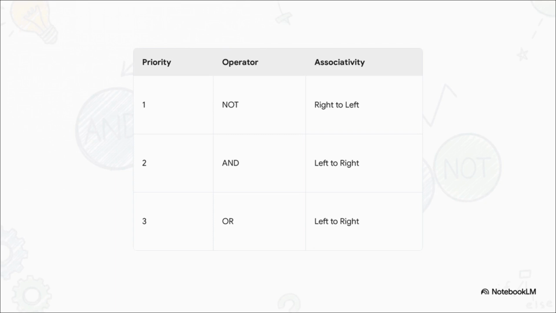Logical NOT holds supreme priority. It is the highest, and uniquely, it flows from right to left. After NOT, the strict logical AND takes second priority, moving left to right. Finally, the relaxed logical OR sits at the absolute bottom priority, also flowing left to right. You've got to memorize this order: NOT, then AND, then OR.